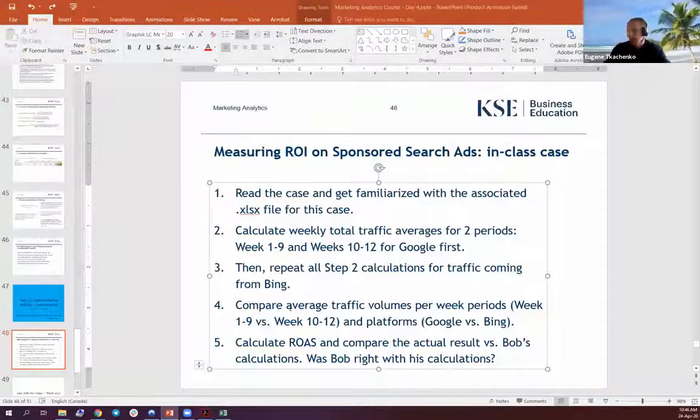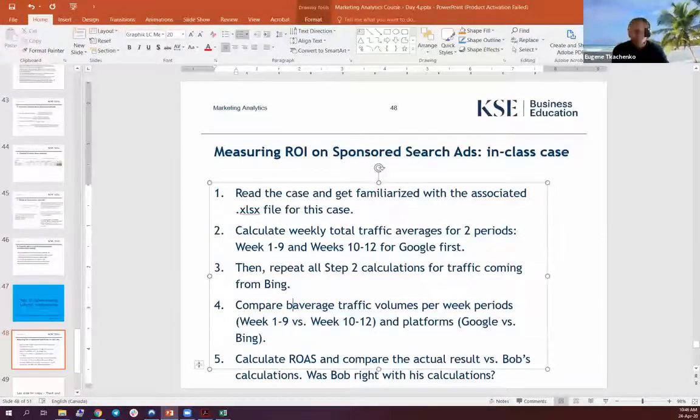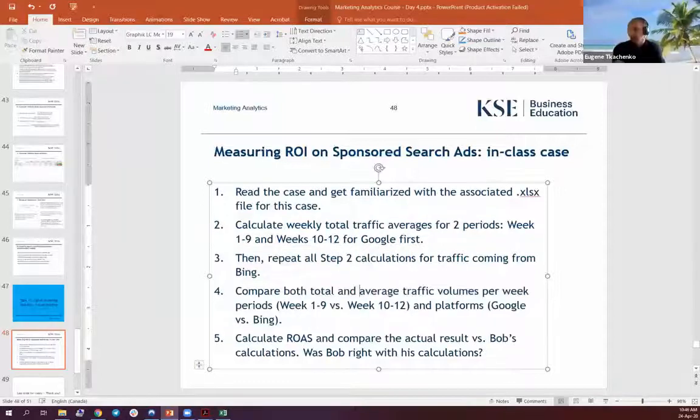Yes, guys, just in case, I'm going to add a side note: compare both total and average traffic volumes per week periods. So the total traffic for week 1, total traffic for week 2, total traffic for week 3, for both paid and organic. And take averages for each channel and for the week. So for example, average traffic for organic for week 1 till 9 was this number. Average traffic for week 1 to 9 for paid traffic was this number.